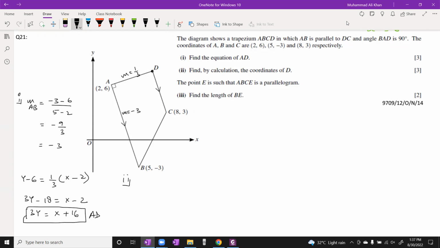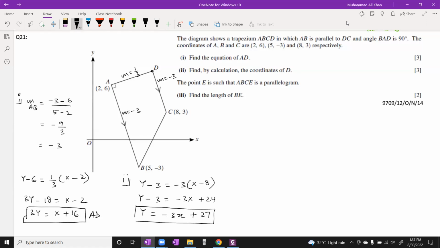For the second part, calculate the equation of line CD. What is the gradient of CD? The gradient of CD is also -3 because AB and CD are parallel lines. For parallel lines, gradients are the same. By using y minus y1 equals m times x minus x1, y minus 3 equals minus 3x plus 24, and y equals minus 3x plus 27. This is the equation of line CD.